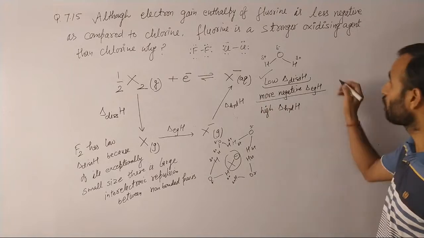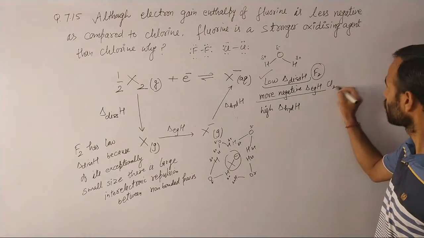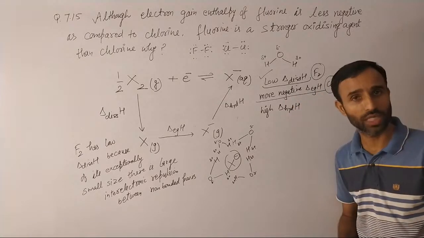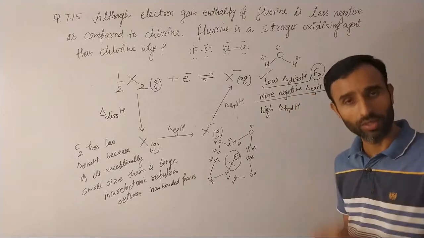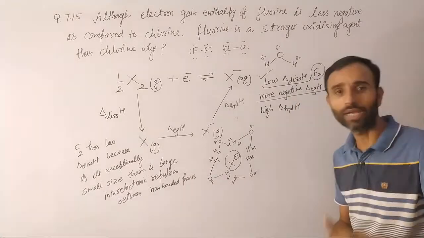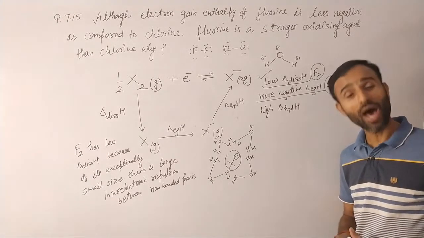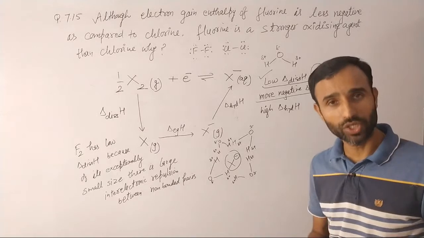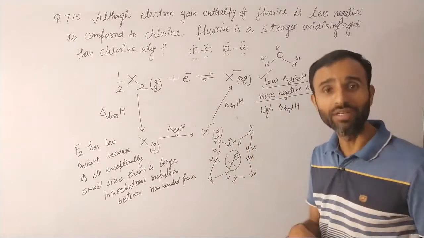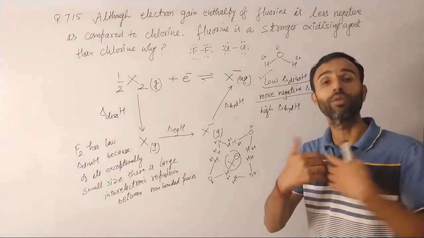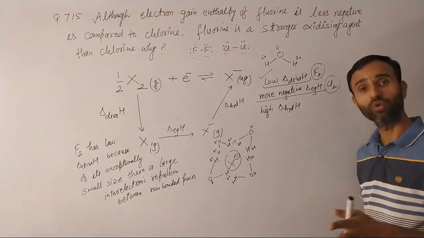Electron gain enthalpy of fluorine is favored here. Chlorine is favored by more negative electron gain enthalpy. Negative electron gain enthalpy of chlorine is more than fluorine. Reason is the same. Because of the exceptionally small size of fluorine, there is large inter-electronic repulsion for the added electron. The electron which is added to fluorine feels more repulsion. That's why electron gain enthalpy of chlorine is more.